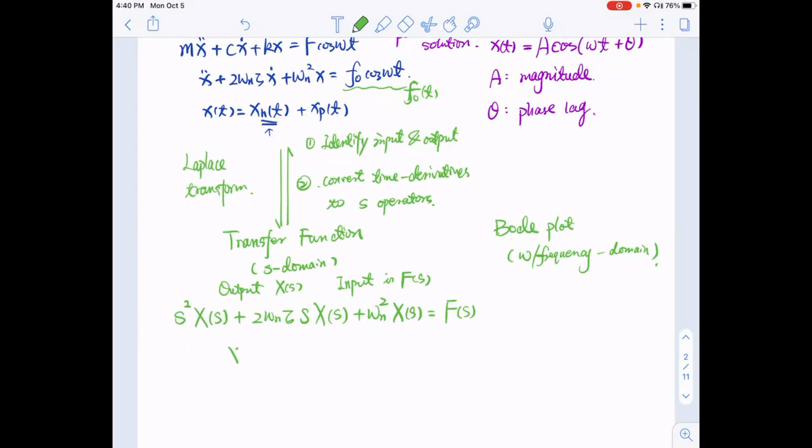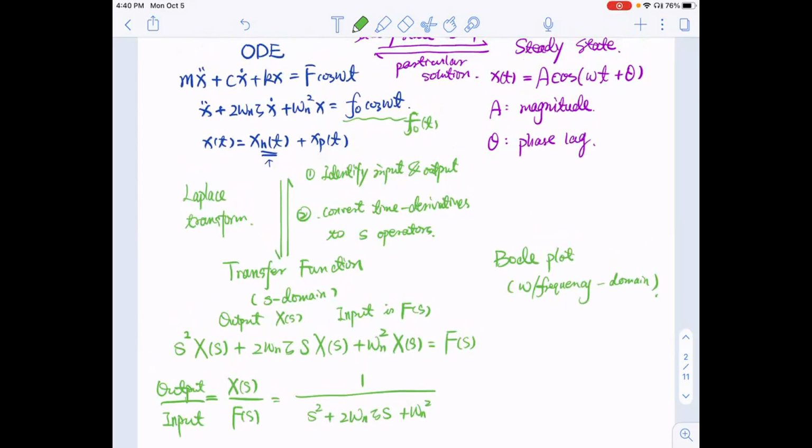Your transfer function is output divided by input. So in this case, it's X(s) divided by F(s). And then that's 1 over s squared plus 2 omega n zeta s plus omega n squared. So that's your transfer function, all right? So that's how you go from ODE to transfer function.